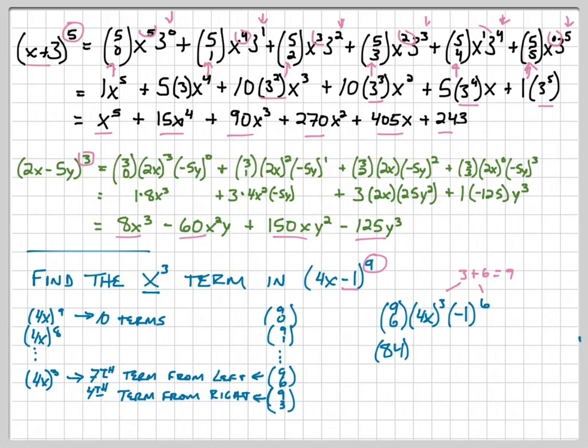So 9 choose 6 is 84, times 4x cubed. So we got 4 cubed, x cubed, and negative 1 to the 6th power, multiplying it out. 84 times 64 times a positive 1 x cubed, and that whole thing is going to give us 5,376 x cubed, and that is our final answer there. So hopefully that logical reasoning helps you get to the term that you're looking for, and hopefully that all makes sense. And we will talk to you in the next video.